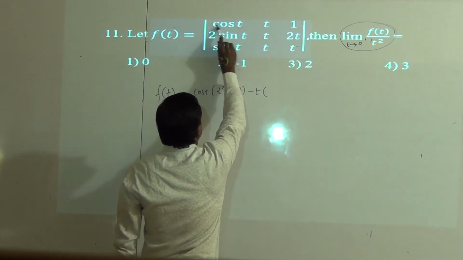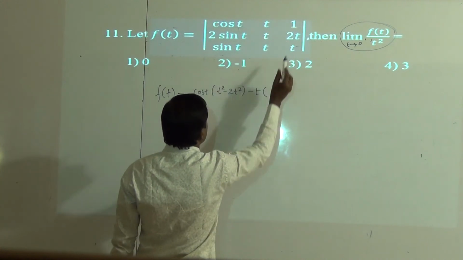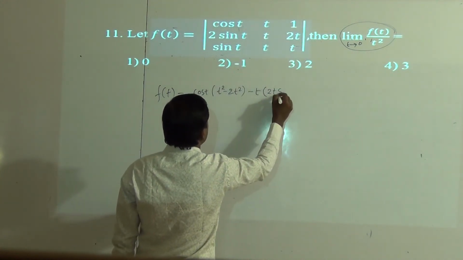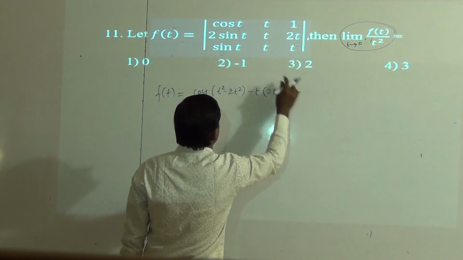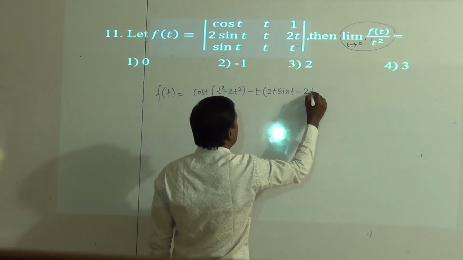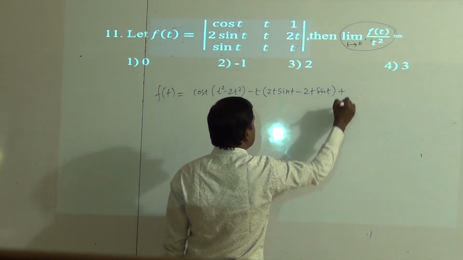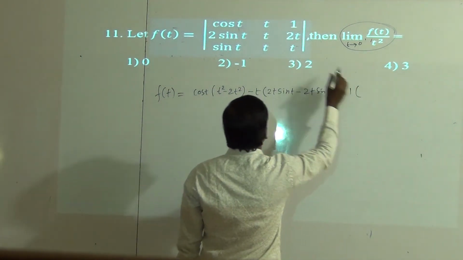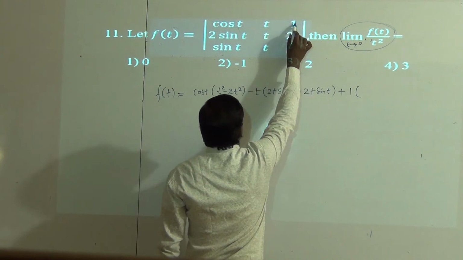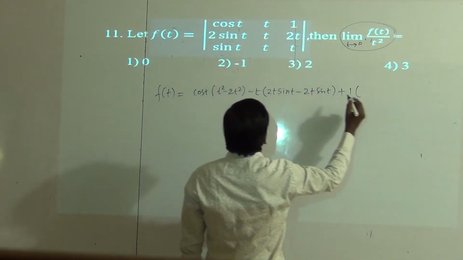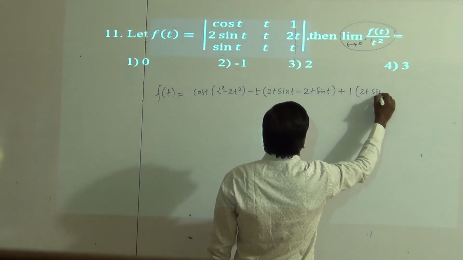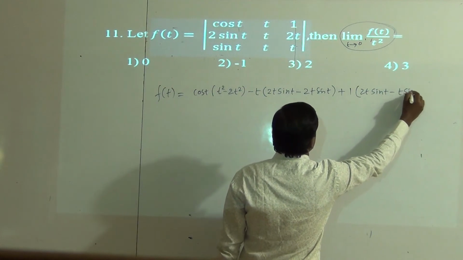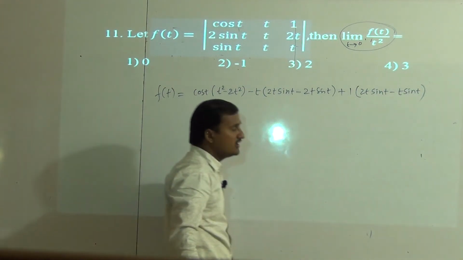Leaving the first row and second column, clearly it is 2t sin t minus, multiply this one, 2t sin t, just expanding the determinant. Then 1 into, leaving the first row and third column, clearly it is 2t sin t minus of t sin t. Is it right? Now simplify this one.